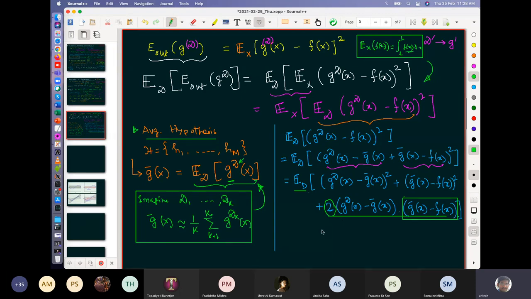So since these two are constant, what does the expectation over D mean? It means that I need to take the expectation only of this, times 2, times that constant. So this becomes 2 times (g bar x minus f x). That's a constant term, because if you integrate f x dx and it is a constant, you know what happens.